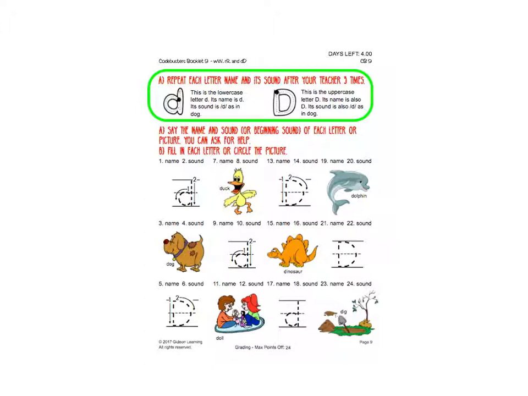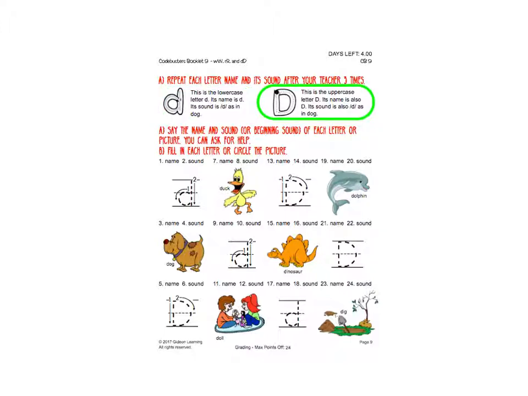Repeat each letter name and its sound after your teacher 3 times. This is the lowercase letter D. Its name is D. Its sound is D, as in dog. D, D, D. And now we can write our lowercase letter D.